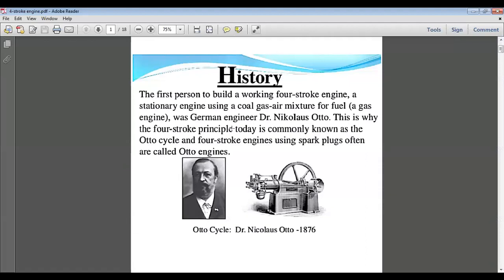So about the history, the first person to build a working 4-stroke engine, a stationary engine using a coal gas air mixture for fuel, was the German engineer Dr. Nicholas Otto. And this is why the 4-stroke principle today is commonly known as the Otto cycle. And the 4-stroke engine using spark plugs often are called the Otto engines. Okay, so it was discovered by Dr. Nicholas Otto, but he used the mixture of coal gas and air.